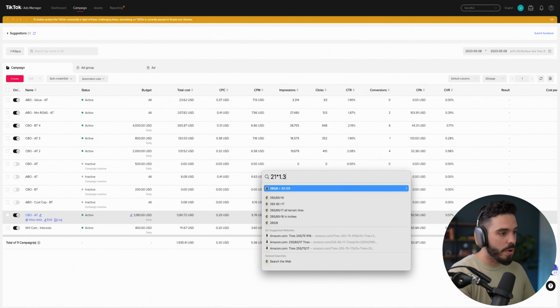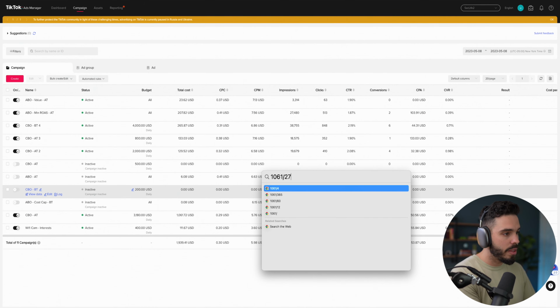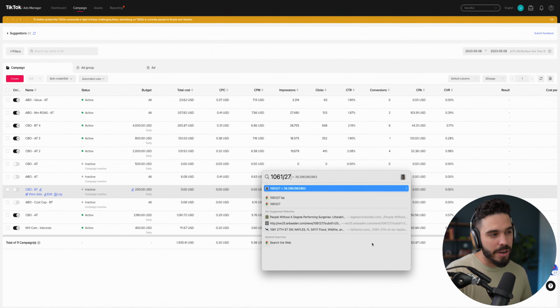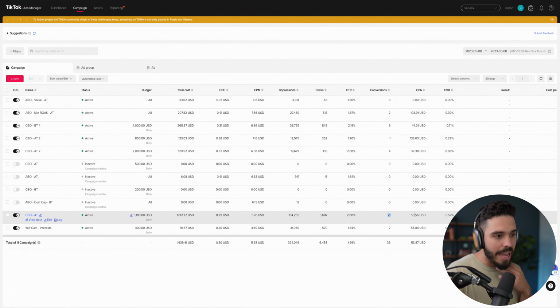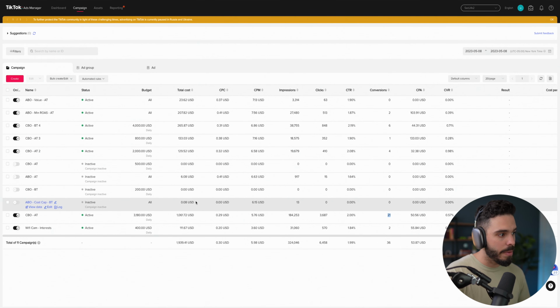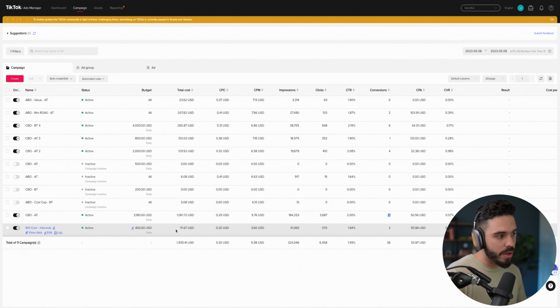So 21 orders, let's say that it did 30% more, 27 orders, 1061 divided by 27. It's at a 39% cost per acquisition, more or less. Not that great, but it does have a lot of data and it has performed very well in the past couple of days. So I'm just not gonna touch that one for now. And this interest one, it doesn't spend, right? I could put this to $10,000 a day and it's not going to spend.